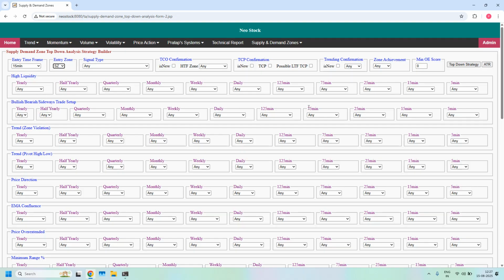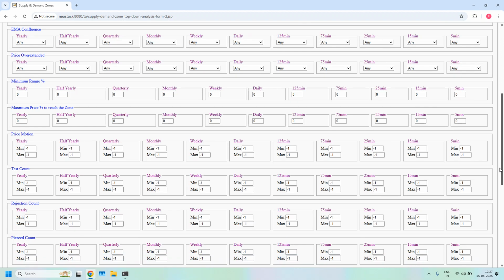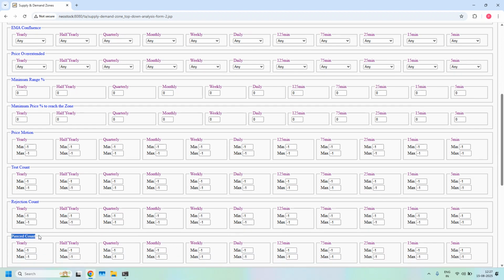Here, bullish or bearish at 15 minutes, I am selecting bearish. Zone achievement: violated opposing zone. Minimum odd enhancer score 12. And also the 15 minute supply zone should not be pierced. So in the pierced count parameter, at 15 minutes time frame, minimum value 0, maximum value 0.